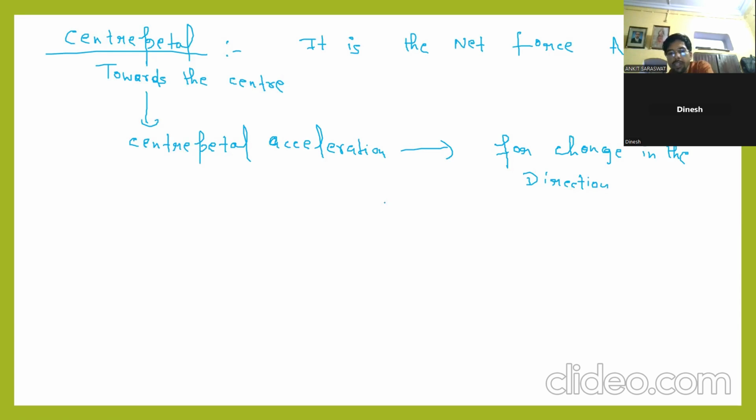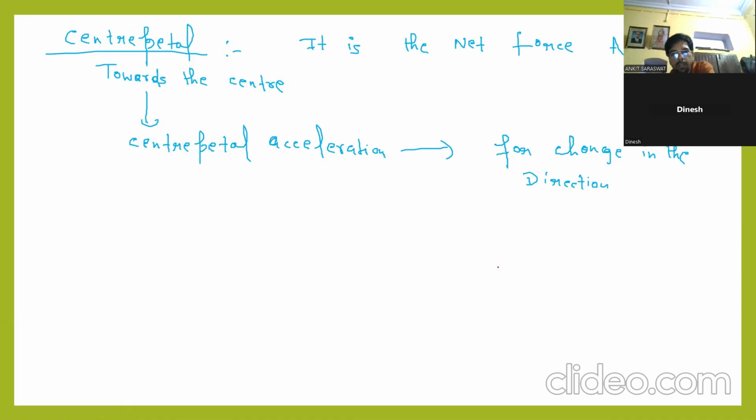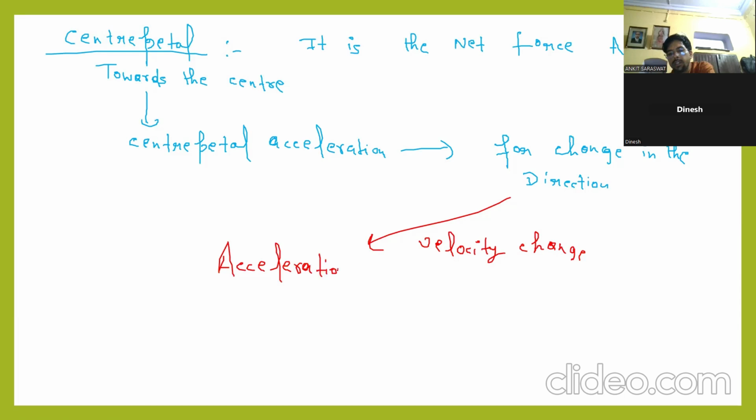So why is the particle changing its direction? Direction change means velocity change. Velocity change means it is in accelerated motion. So circular path or circular motion is always accelerated motion. Clear?